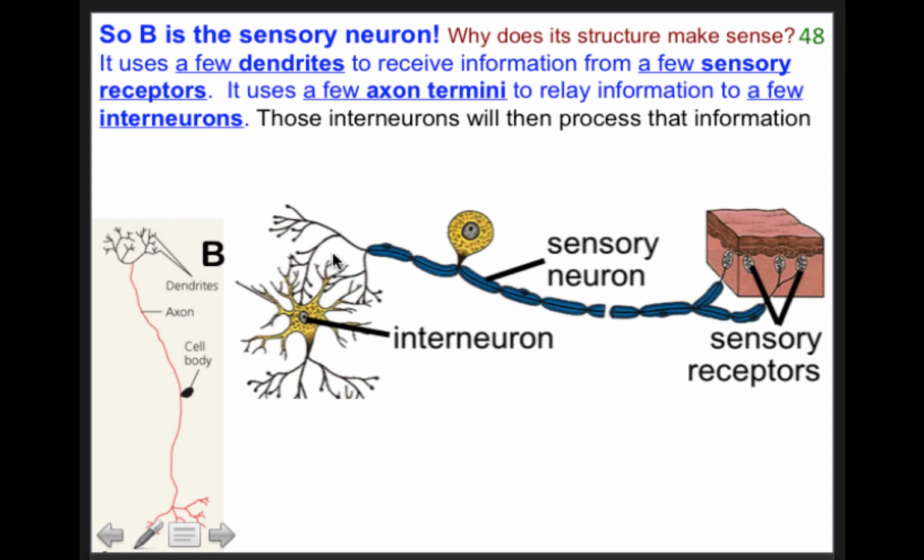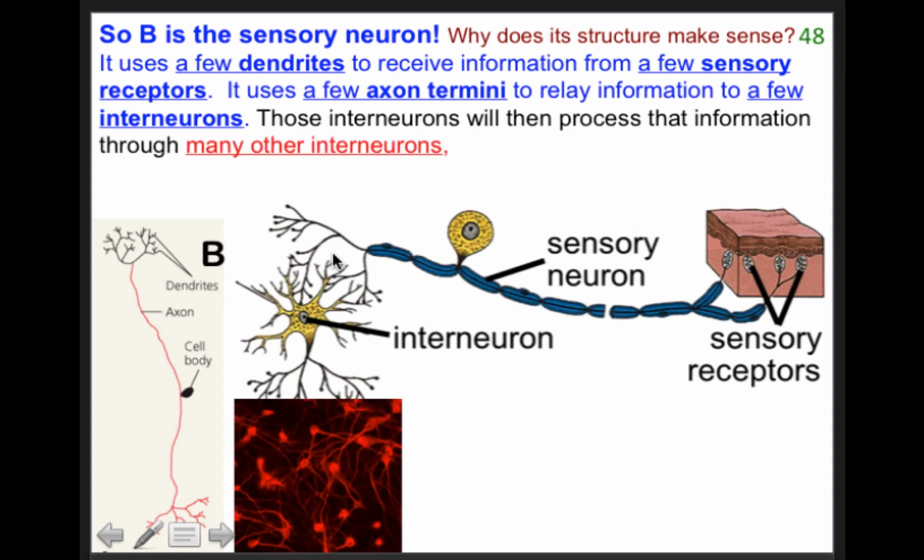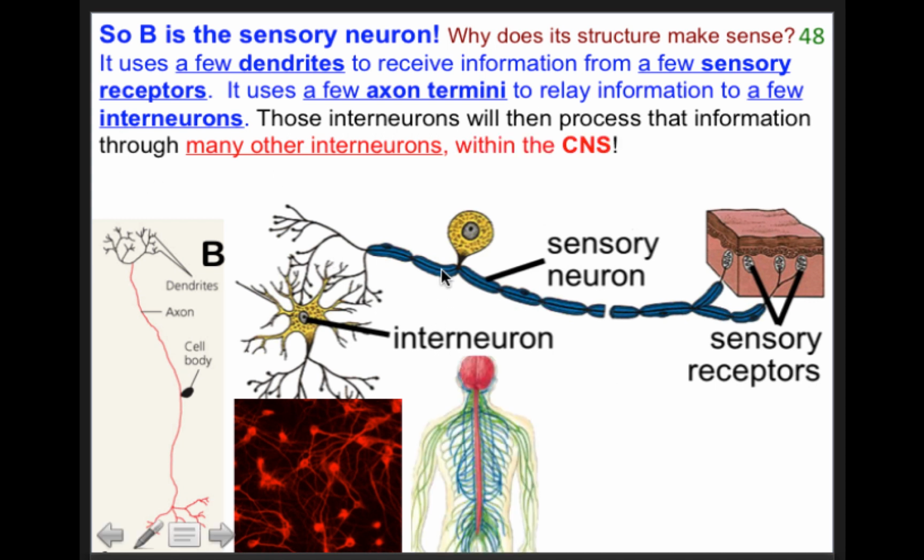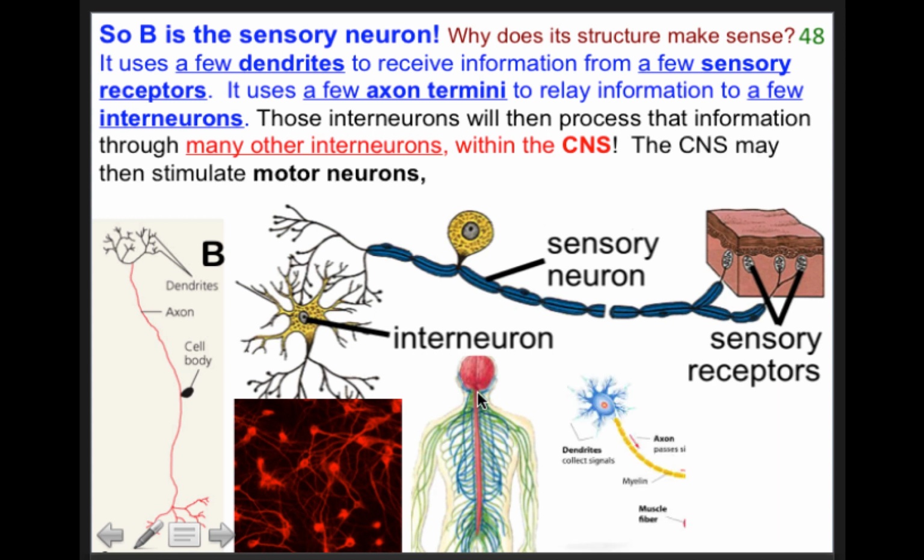So those interneurons can connect to basically millions of other interneurons by branching out and touching many others. So within the CNS, this bit of information will get spread to all parts of the brain and spinal cord. After the brain senses that you're being touched at the tip of your nose or something like that, and that information is processed, that might stimulate some of your motor neurons to sweep away whatever's touching your nose.